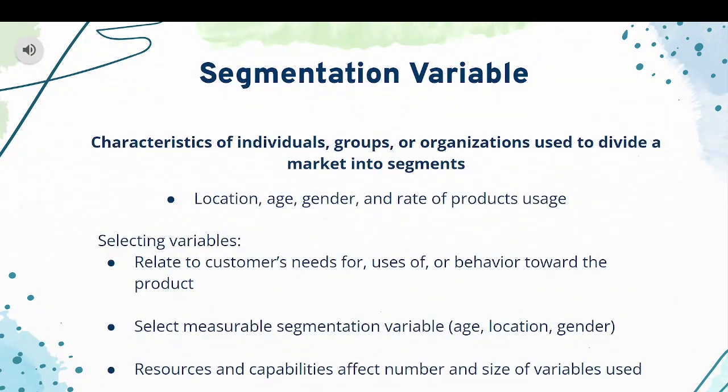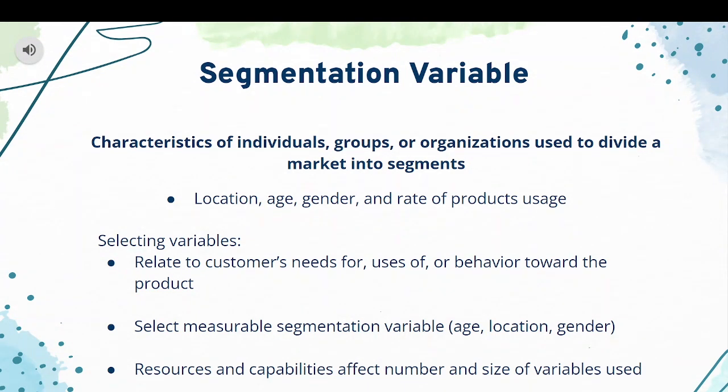Another important factor of market segmentation includes the segmentation variables, which are characteristics of individuals, groups, or organizations used to divide a market into segments. These variables include location, age, gender, and the rate of a product's usage. These can all be bases for segmenting markets.